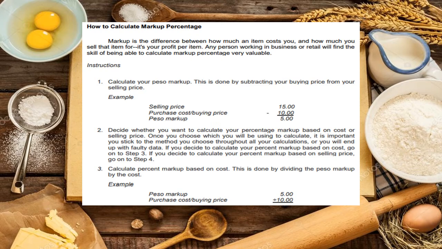Instructions. Calculate your peso markup. This is done by subtracting your buying price from your selling price. Example, selling price is 15. Purchase cost or buying price is 10. So, your peso markup is 5. So the selling price is 15, your purchase cost or buying price is 10, so your peso markup is 5.